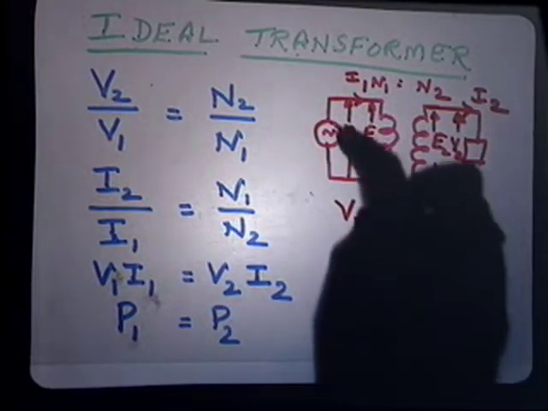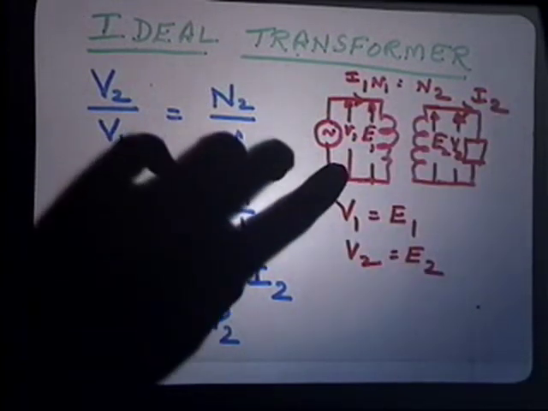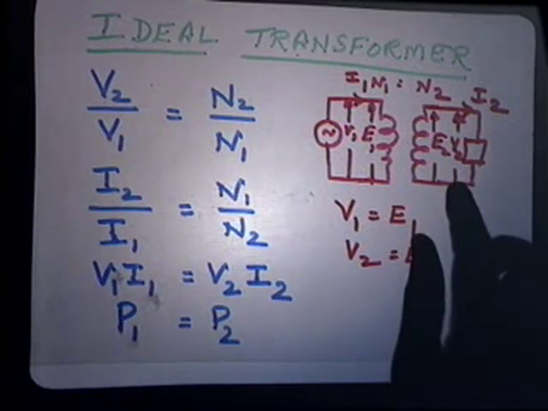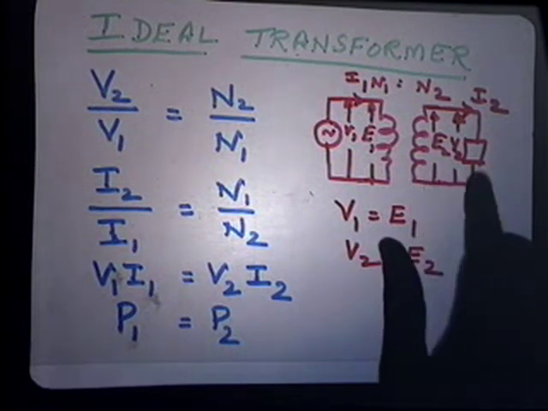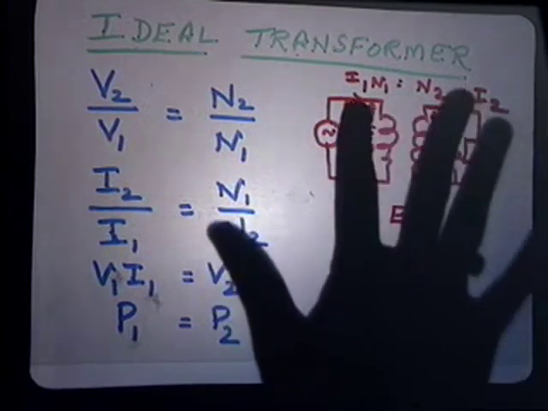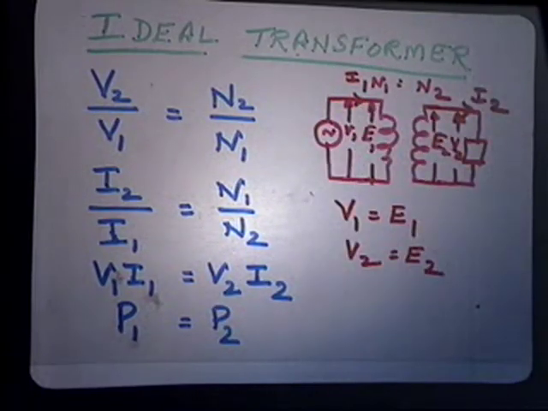And then we said whatever is the input voltage is opposed by the induced voltage E1 here. V1 and E1 are opposing. Similarly, the output load voltage is the induced voltage in the secondary that comes across the load. So they are opposing each other, and that means there is a current I1 and a current I2. Ideally, this relation holds good.